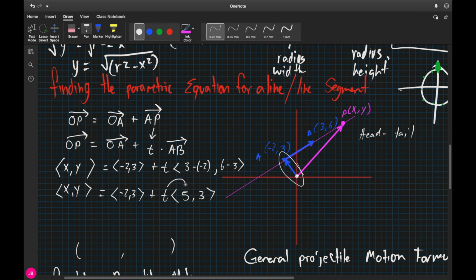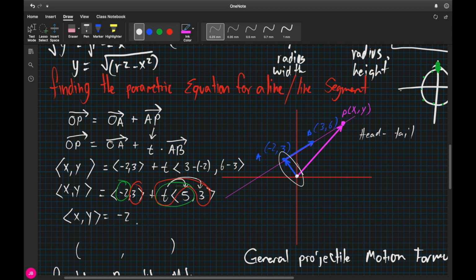First and foremost, we're going to need to distribute this t into here, which is not a problem. It's just 5t and 3t. And then we simply add them together. So we have -2 plus 5t. So x comma y is equal to -2 plus t times 5, and then 3 plus t times 3. So we can go ahead and write that in.